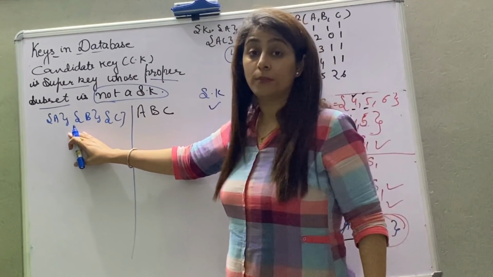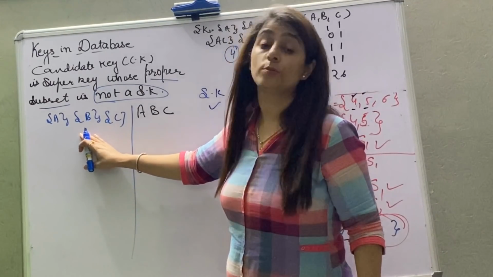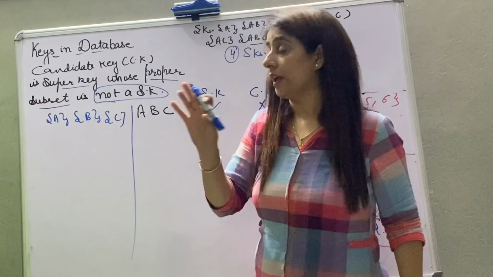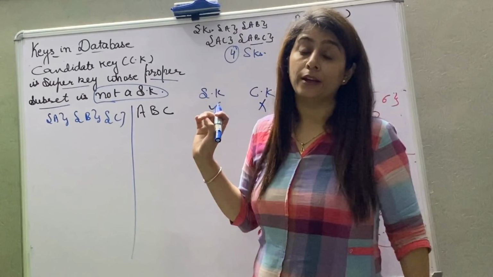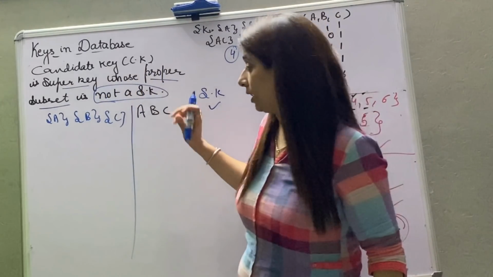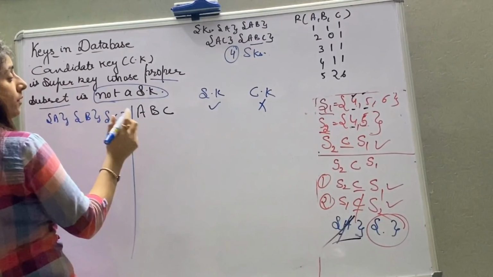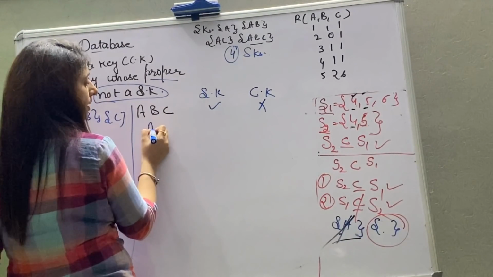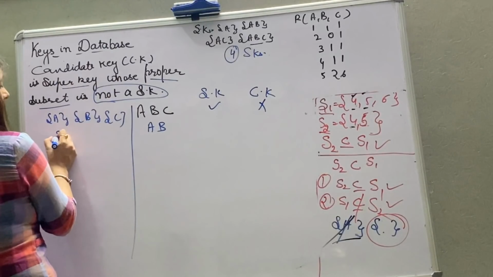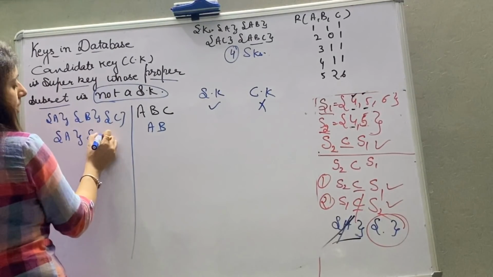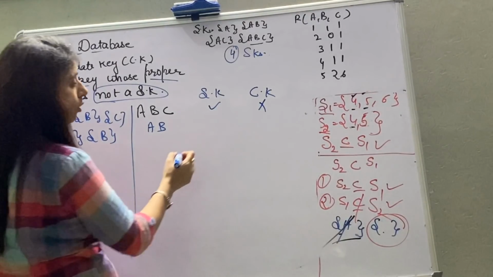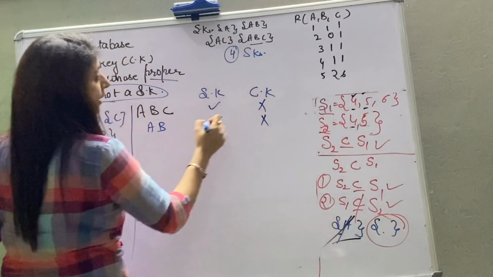A also should be the super key, B also should be the super key, or C also. If any one of the members is a super key, then it will not be the candidate key, because a candidate key is one whose proper subset is not a super key. If I go with AB, just suppose, its proper subsets are A and B. Same thing is happening here: A is a super key, but it is not a candidate key.